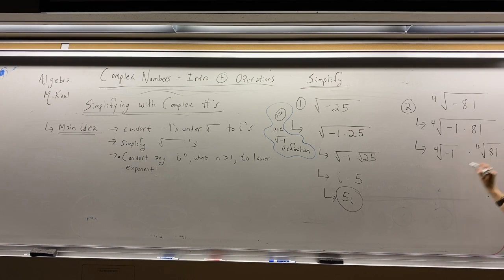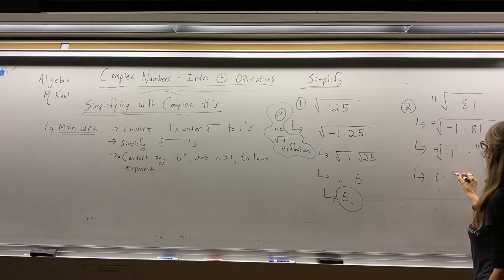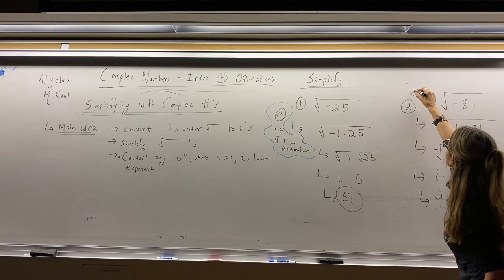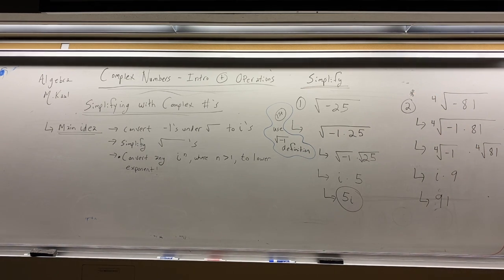by the same arguments. And we could say i times the 4th root of 81, which is what number multiplied by itself 4 times gives you 81? Well, that's 3 times 3 times 3 times 3, or 9 times 9, and we get 9i out of this. We had a little bit of a jump here, but it works out the same way.